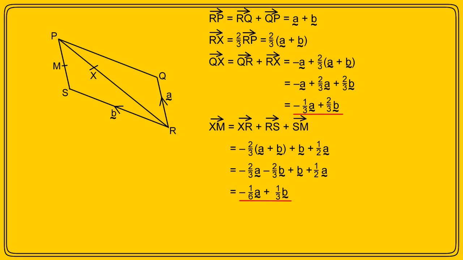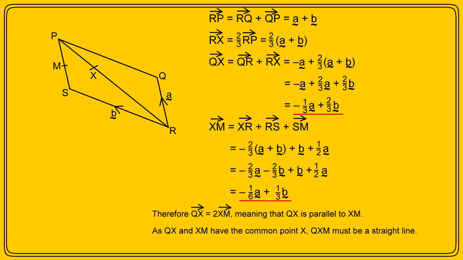And this is where a good facility with fractions comes in, of course. So we have proved that XM is parallel to QX, but they both pass through the point X, so Q, X and M must lie on a straight line.